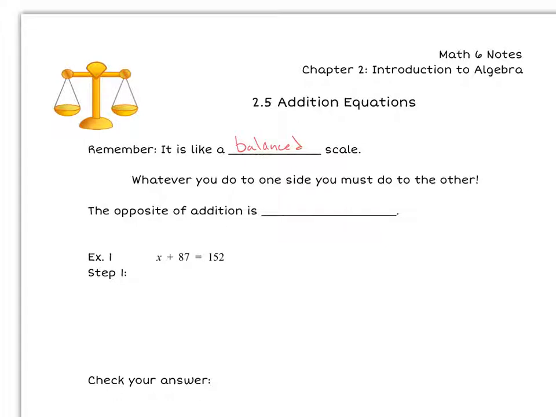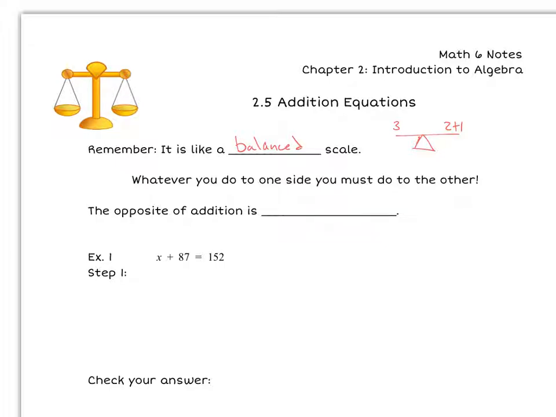So if I were to make a scale here, and I put a 3 over here, and I put a 2 over here, what would I have to do to balance that scale? You add 1 to 2. I would have to add 1. Okay, so this is a little bit of a refresher from yesterday. So now I have a balanced scale, right?